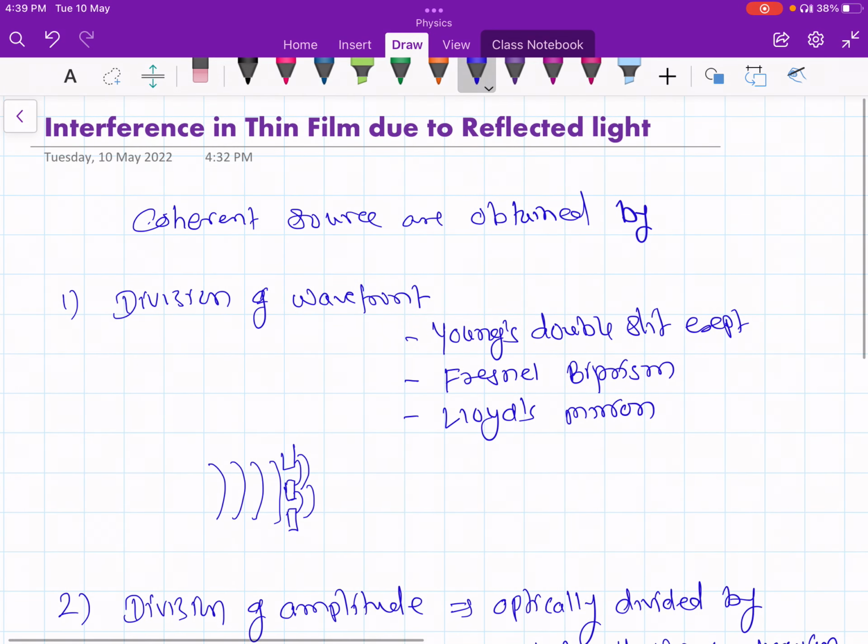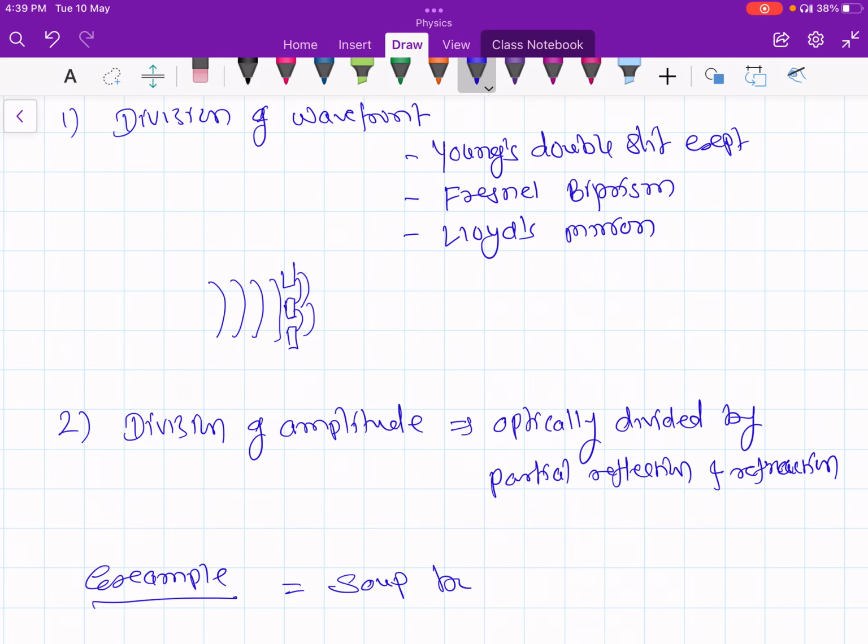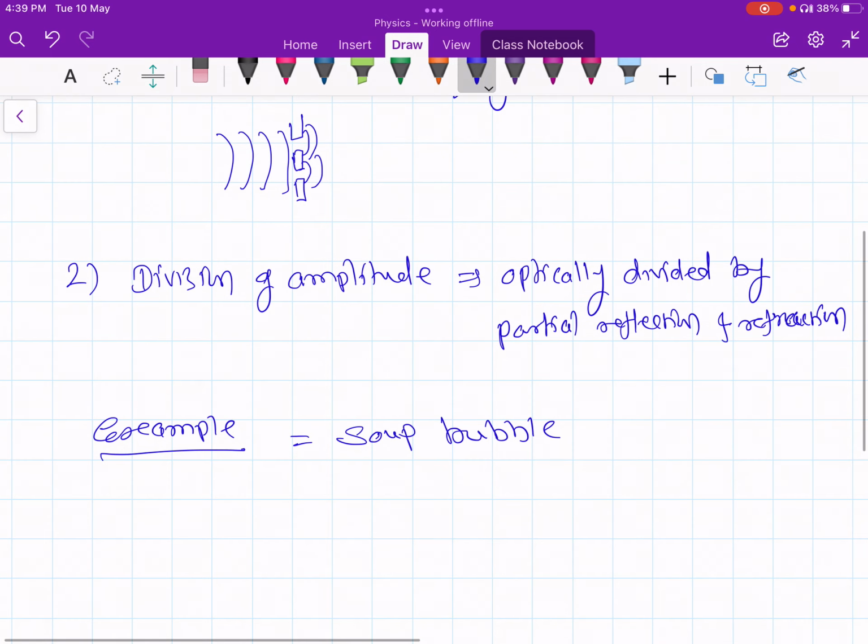Now in this method, we are going to study interference in the thin film due to reflected light. In this case, we get two coherent sources by dividing the amplitude. The example is a soap bubble. We see the beautiful colors in the soap bubble in reflected light as well as in transmitted light. Here I'm going to explain the interference in such thin films due to reflected light.